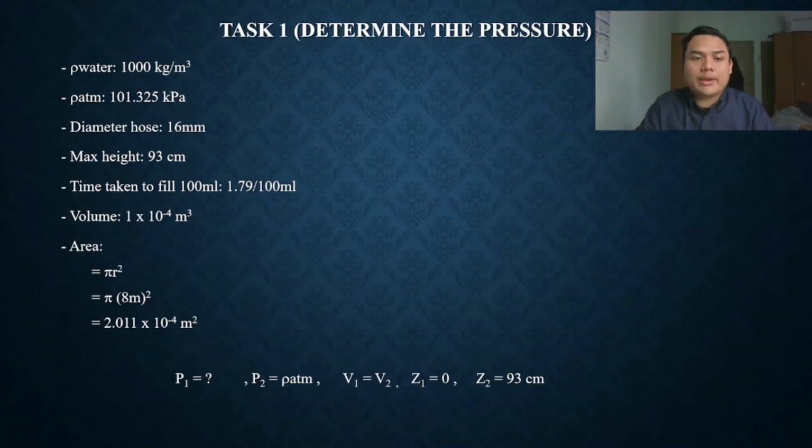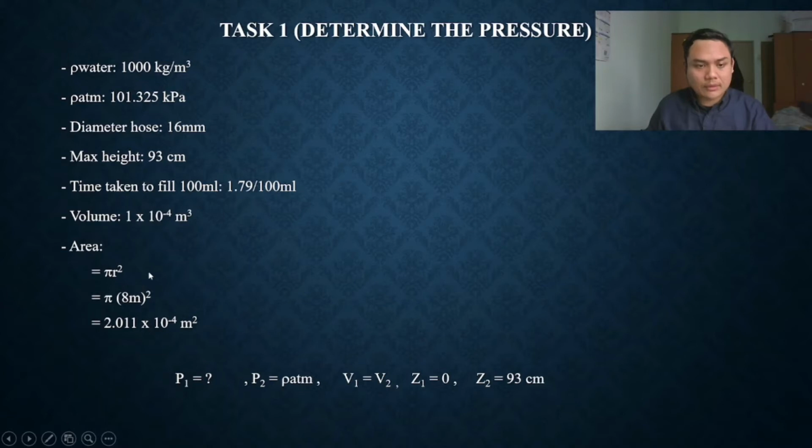So how do we determine the pressure? We determine the pressure based on the Bernoulli equation. The information we have here is the density of the water, the pressure of the atmosphere, the diameter of the hose, the height that we recorded just earlier, the time taken to fill 100 ml of water, the volume of the water, and then the area of the hose, the cross-sectional area.